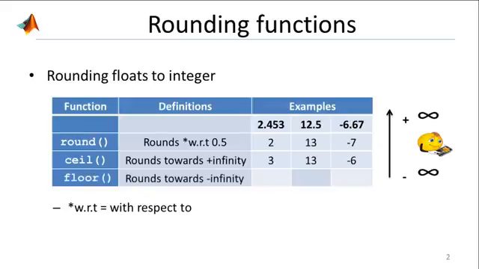The opposite of ceil is floor. Floor rounds towards the floor, so down to negative infinity. So in this case, we'd end up with 2, 12, and negative 7.